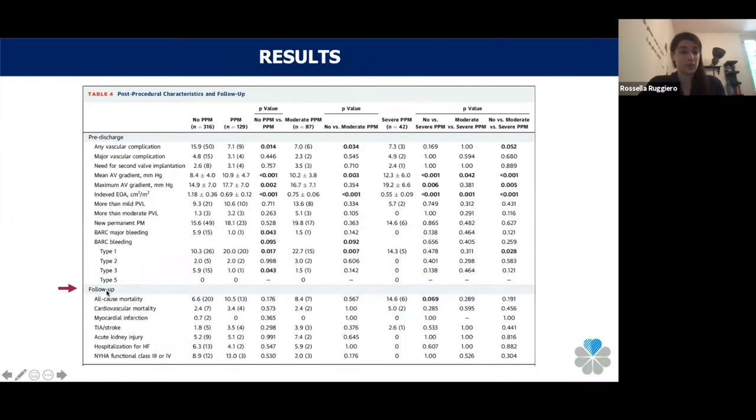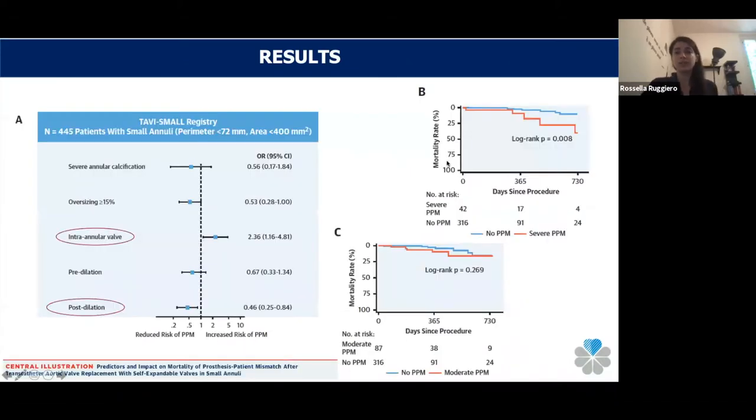Now we arrived at the results. At 1 year follow-up, no differences in terms of events were observed between patients with PPM and no PPM. However, the authors performed a Kaplan-Meier at 2 years follow-up. And they observed, as you can see, that severe PPM starts to increase the risk of all-cause mortality in these patients. The same was not observed in patients with moderate PPM.